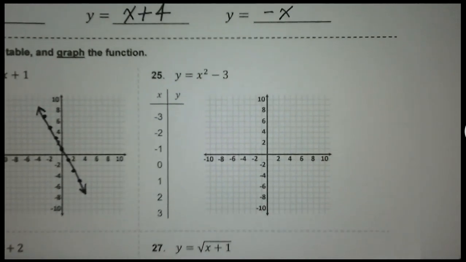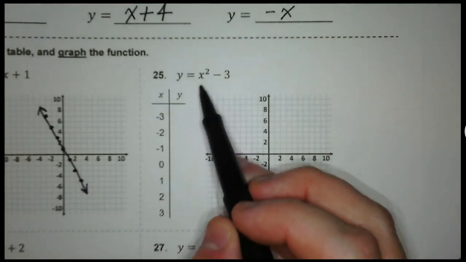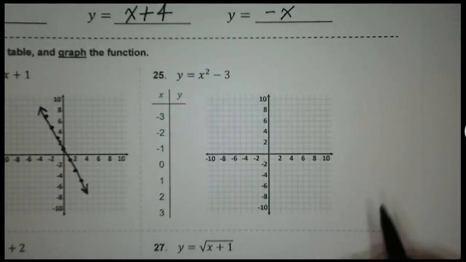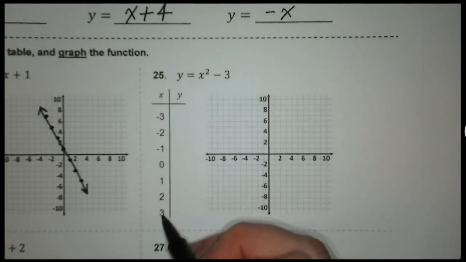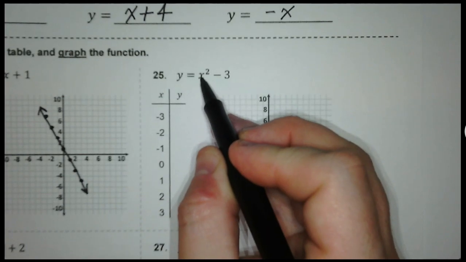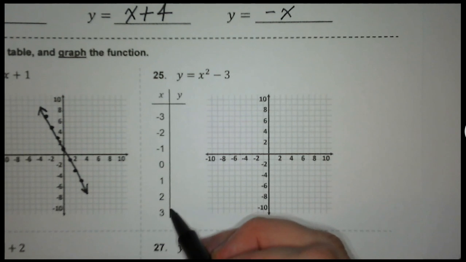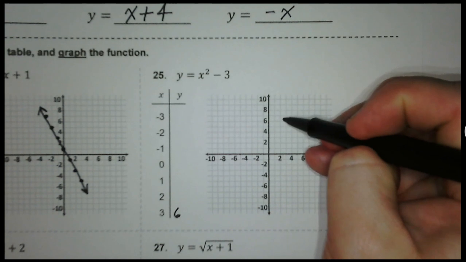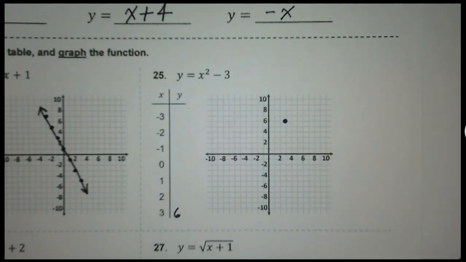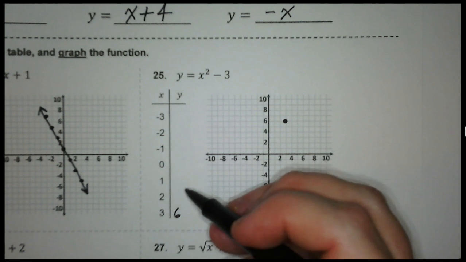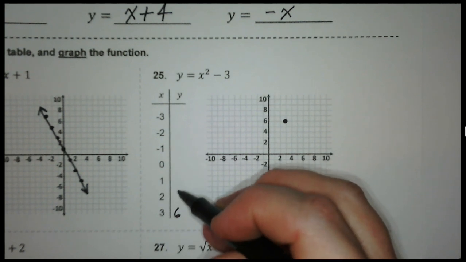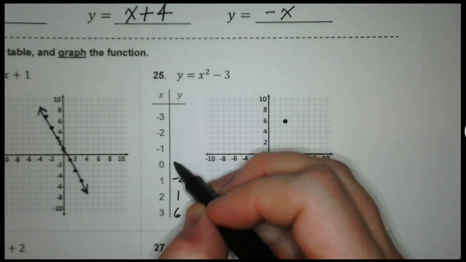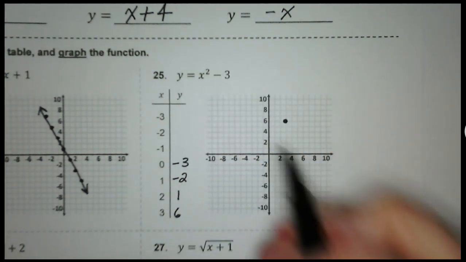Now 25. y equals x squared minus 3. If you take your x and square it and subtract 3, that's going to equal y. Let's start here. If you plug in 3, 3 squared minus 3, 3 squared is 9, and then minus 3 is 6. So 3, 6 should be like right there. If you plug in 2, you get 1. If you plug in 1, you get -2. If you plug in 0, 0 squared is 0, minus 3 is -3.